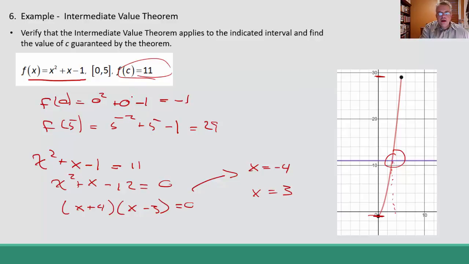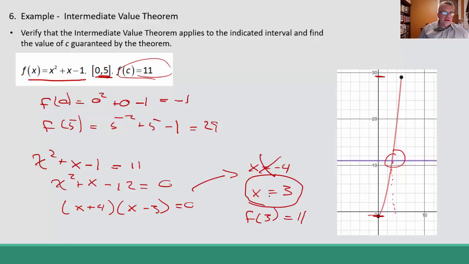Now, negative 4 is outside of the interval. That's not a value of x I'm looking for. I'm looking for an x in between 0 and 5, where the value of the function is 11. And that happens at x equals 3. And you can see it here in the graph. That's x equals 3 there. So at 3, the value of the function is 11.